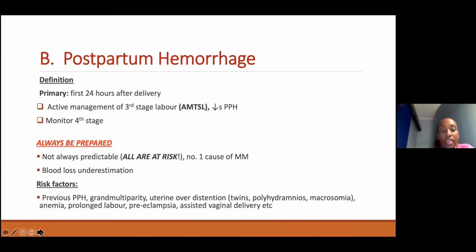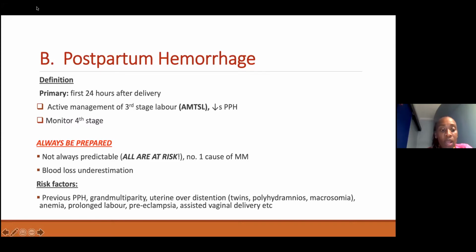Okay. Now, the next point is so important. I cannot overemphasize that. Remember that postpartum hemorrhage is not always predictable. All women who are giving birth are at risk, and it's the number 1 cause of maternal mortality. We commonly underestimate our blood loss. Many times, you go in and ask how much blood loss, you hear maybe 100, 150, but then you look at the sheets are soaked and her clothing is soaked. There are some gauzes that have cleaned up the vaginal area. So it cannot be that 150. So remember, we also underestimate. Let's strive to try and estimate correctly.